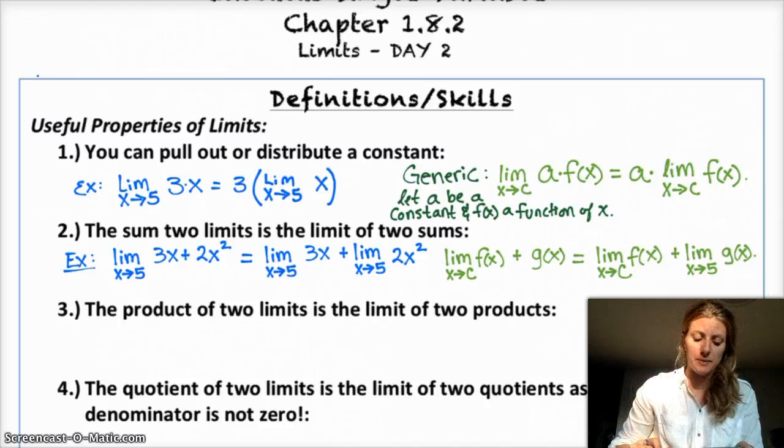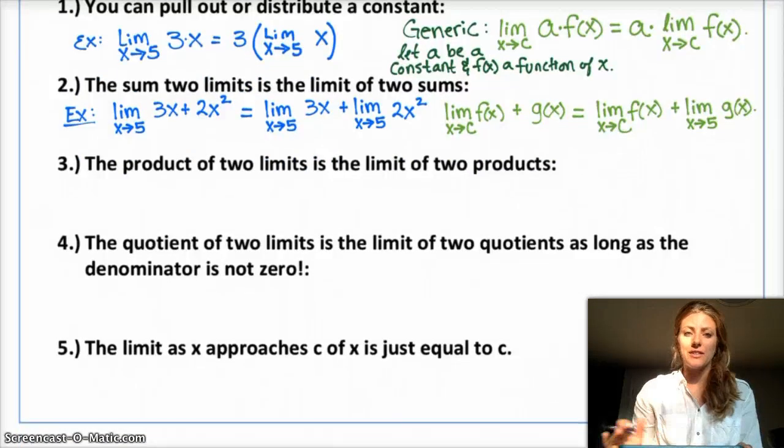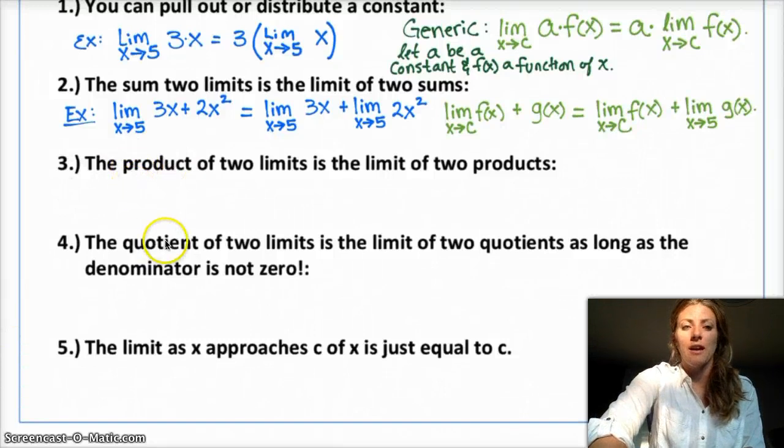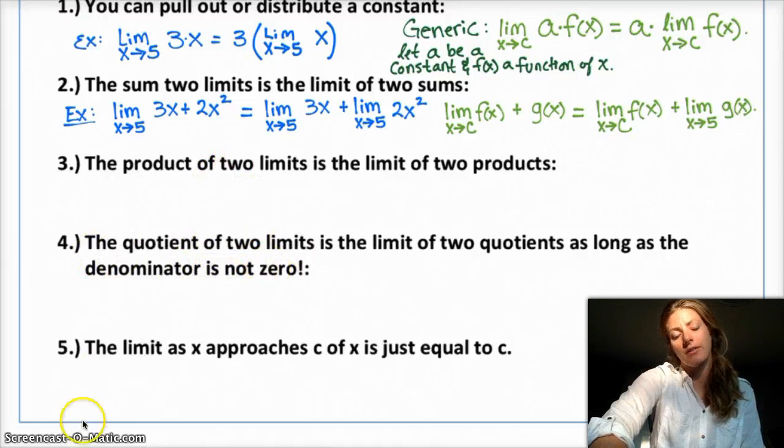Okay, the next one is essentially the same thing except for multiplication. And then number 4 is the same thing except for division. The only catch with the division one is that you can't have a denominator of 0. I'll give you an example of 3 and 4, and then give you the generic, algebraic version again.